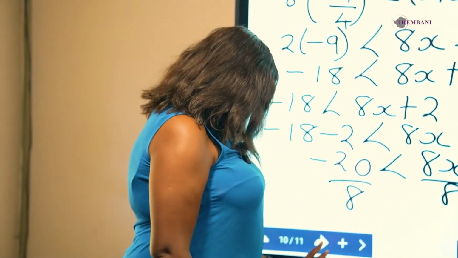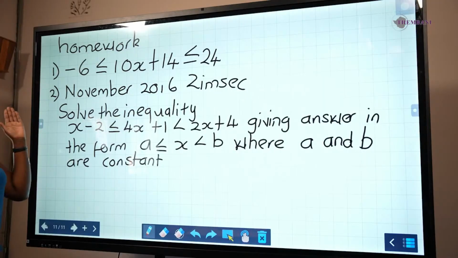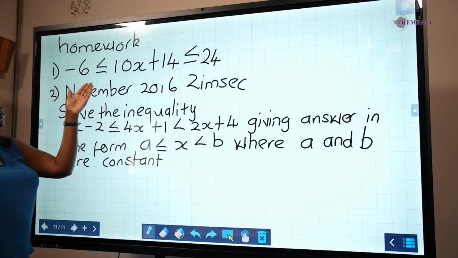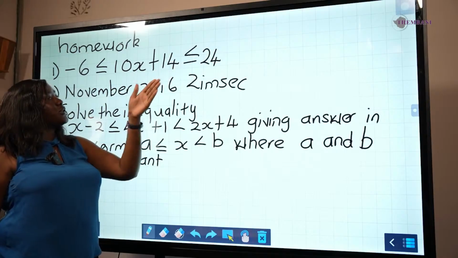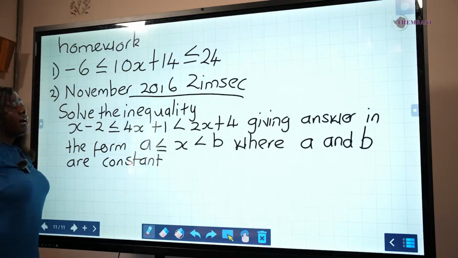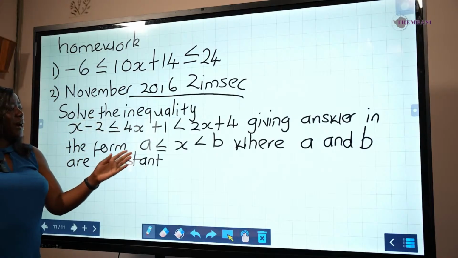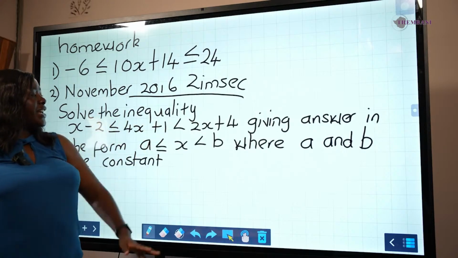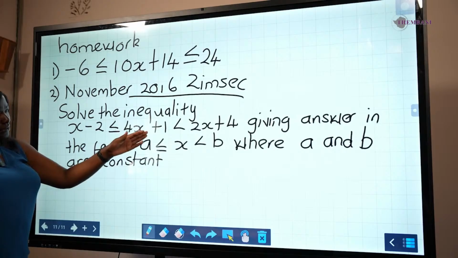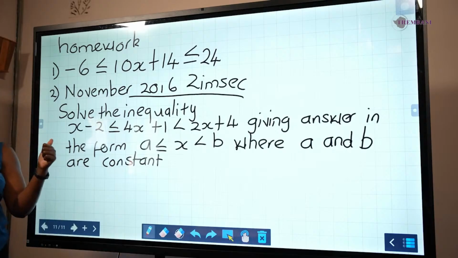For now, I'm going to give us a homework. The homework has 2 questions. One of the questions is negative x is less than or equal to 10x plus 14 less than or equal to 24. Then the second question is coming from a paper from ZIMSEC, which was a paper written in November 2016. The question was saying solve the inequality x minus 2 less than or equal to 4x plus 1 less than 2x plus 4. And then it's saying giving your answer in the form a less than or equal to x less than b, where a and b are constants. I want you to follow the example that I was doing so that you solve this question.